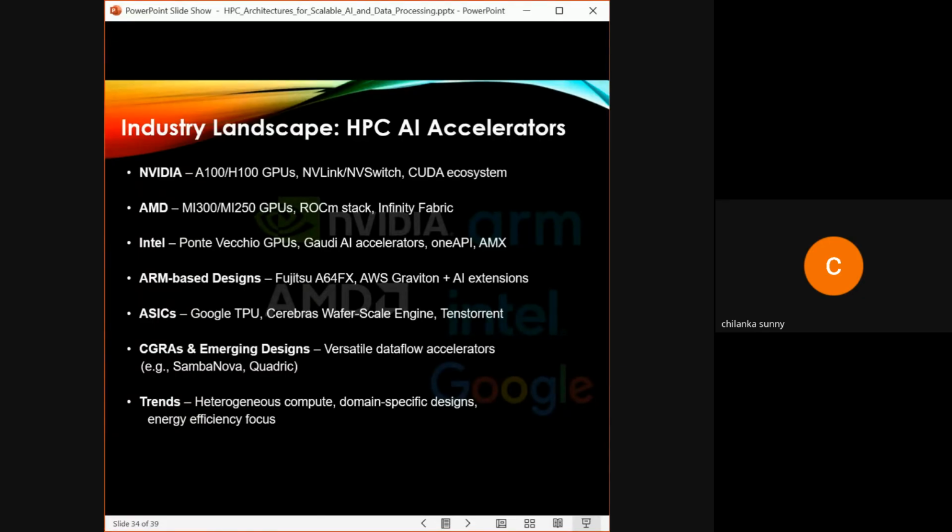So overall, the industry trend is moving towards heterogeneous systems that mix accelerators to balance performance, energy efficiency, and workload specialization, rather than relying on a single one-size-fits-all solution.